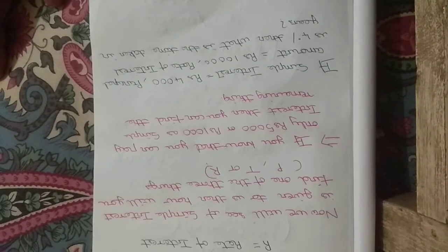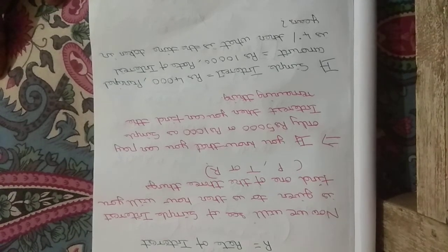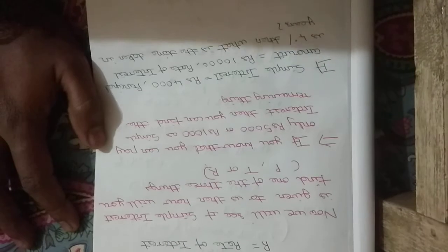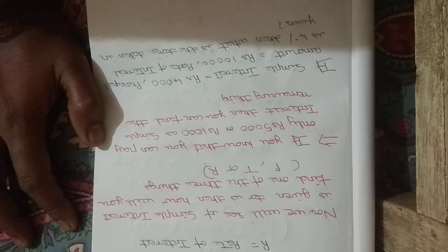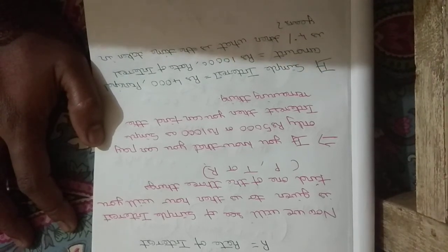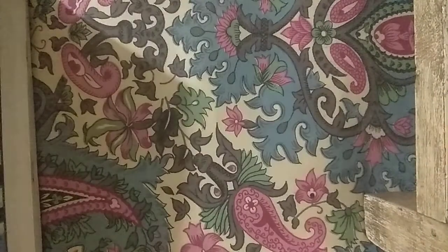If simple interest is rupees 4,000, principal amount is rupees 10,000, rate of interest is 4%. Then what is the time taken in years? Simple interest मुझे उन्होंने दिया है. Now we have 3 things here and 1 thing is missing. Now we will see what this thing is.